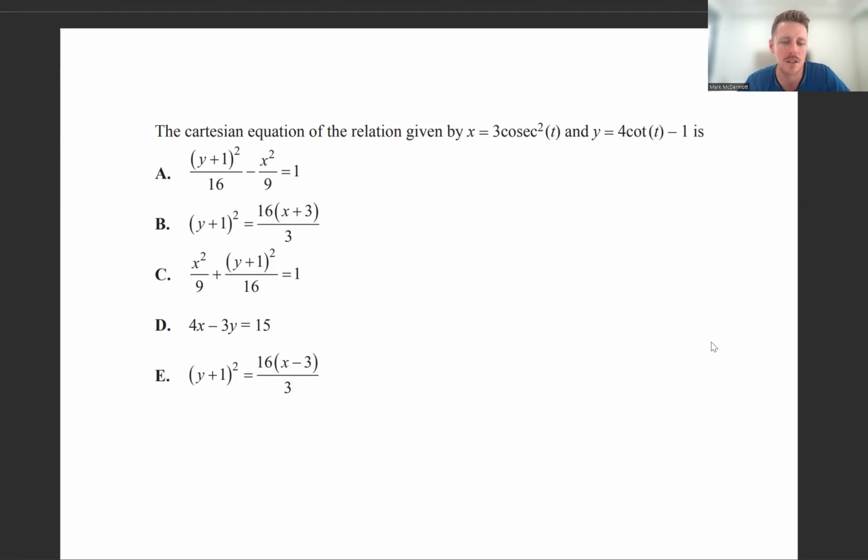So this question here asks us to convert from a parametric equation to a Cartesian equation. The question says the Cartesian equation of the relation given by x equals 3 cosec squared of t and y equals 4 cot of t minus 1 is, and we have to select the correct option.